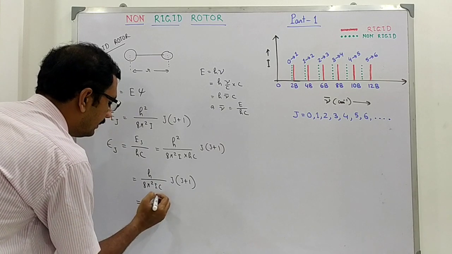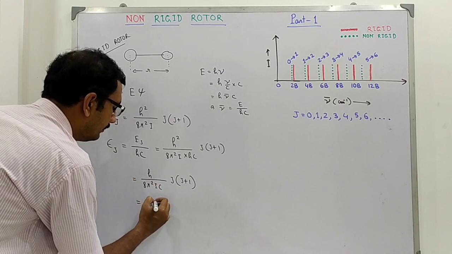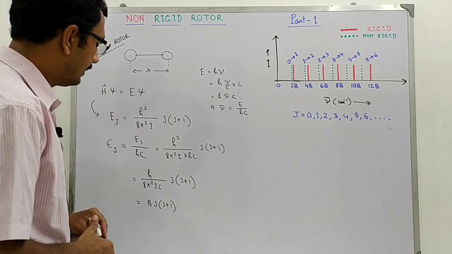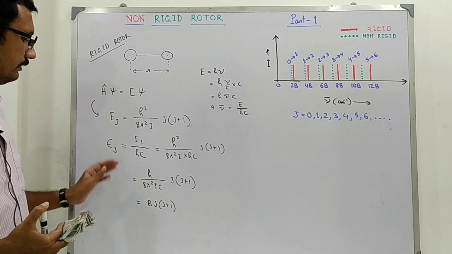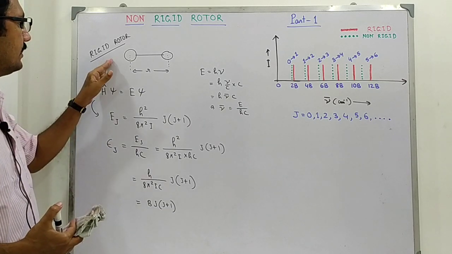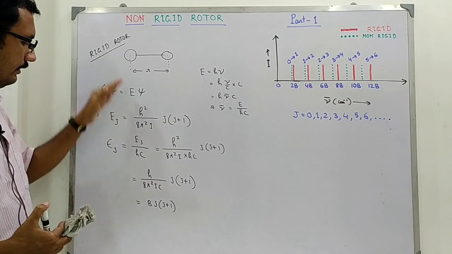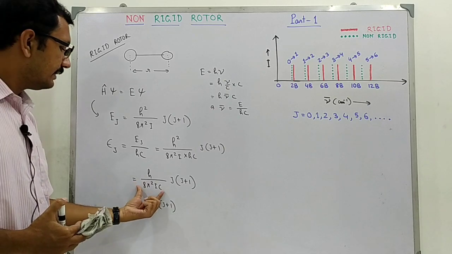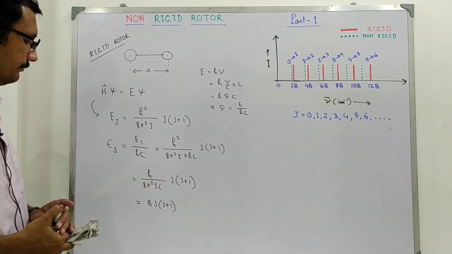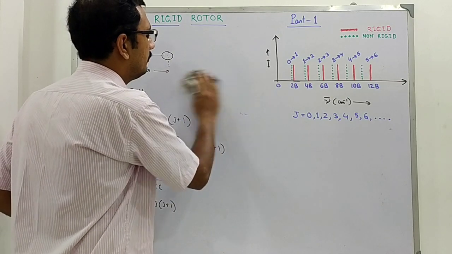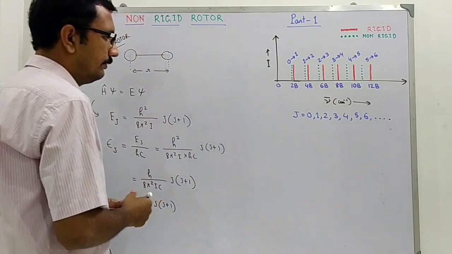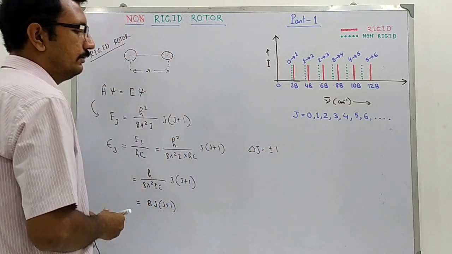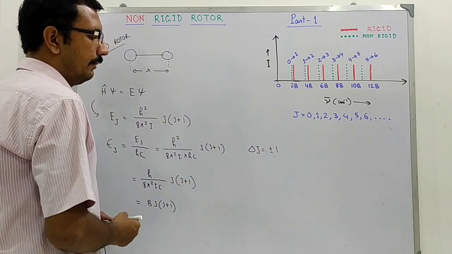this constant is referred to as the rotational constant that we have studied earlier. So this is the energy expression for the rigid rotor, which is B into j into j plus 1, and B is the rotational constant whose expression is h upon 8 pi square I c. Now the selection rule for the rotor was plus minus 1.